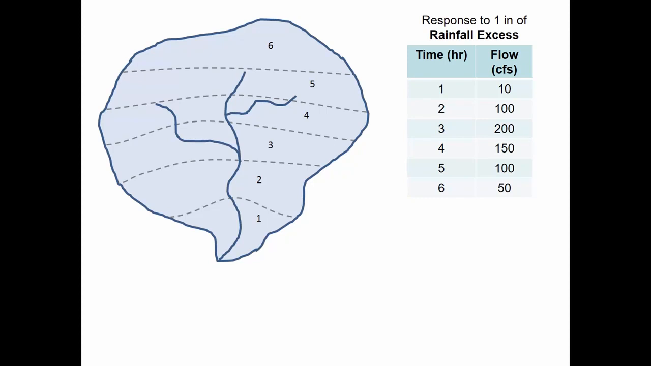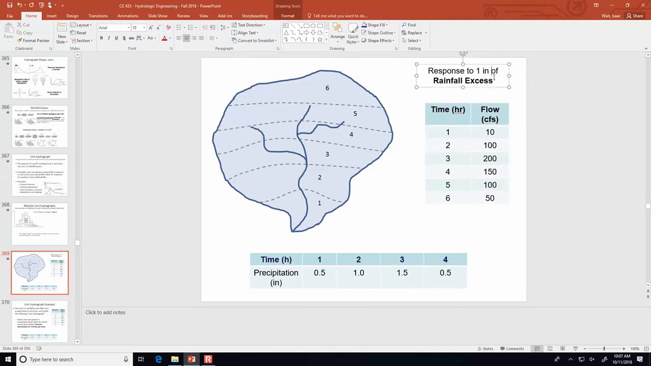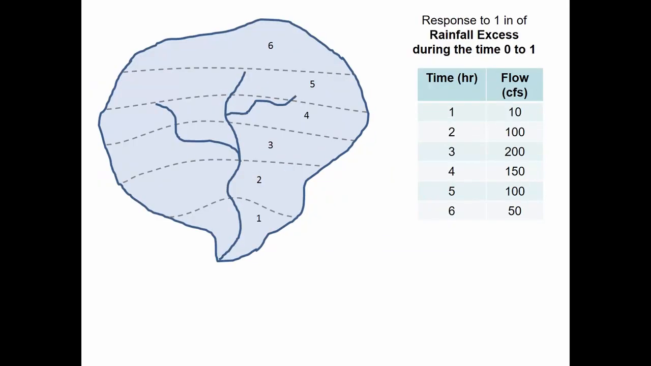So the rainfall, this 1 inch, all happens in the watershed from time 0 until time 1. So I guess I should clarify this. Response to 1 inch of rainfall excess during the time 0 to 1. Okay, so the rain happens from 0 to 1, then the response is that at time 1, the flow rate is 10, at time 2, it's 100.